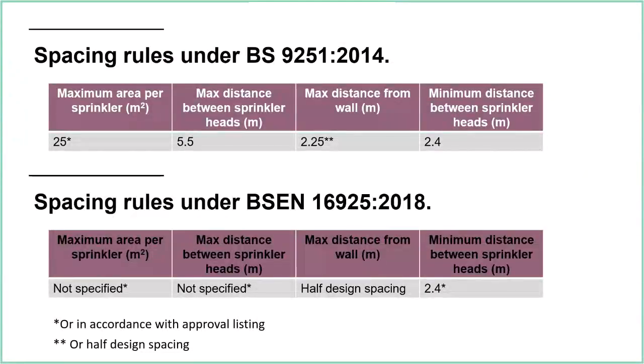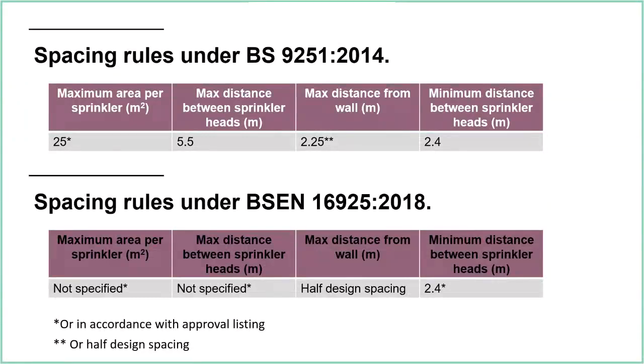16925 is an example of the way things are going, really. You'll find that the MIST standards are very much like this as well, where there is very little black and white information in the standard. It'll just say, basically refer to the approval listing. The manufacturer will guide you in terms of what those figures are, and that is in accordance with the approval of that particular sprinkler head.